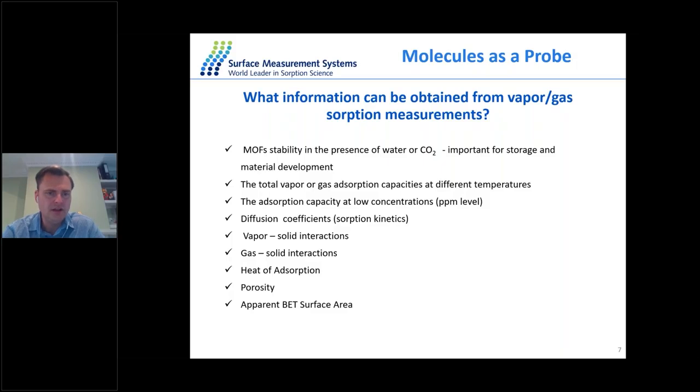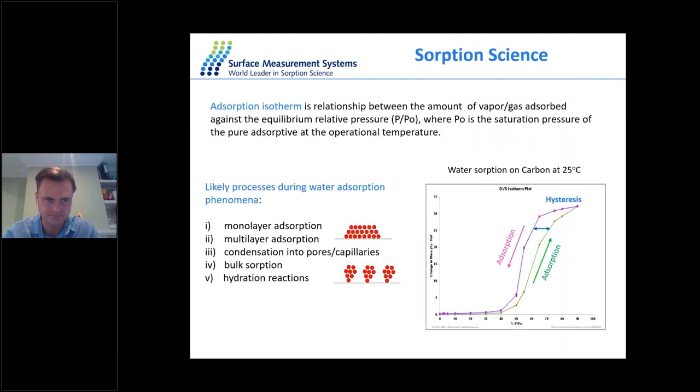We can also look at the information about the kinetics. So we want to calculate diffusion coefficients, to know how fast these molecules can be absorbed by MOFs. It also provides information about vapor and gas-solid interactions. And lastly, we can calculate the surface area of these materials if you use liquid nitrogen, which is the most common technique to determine the adsorption isotherms.